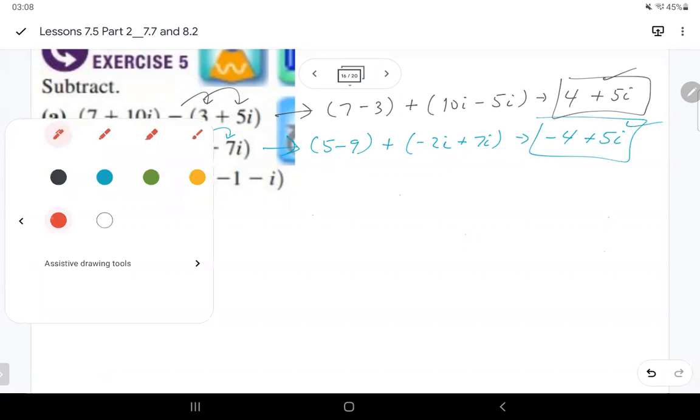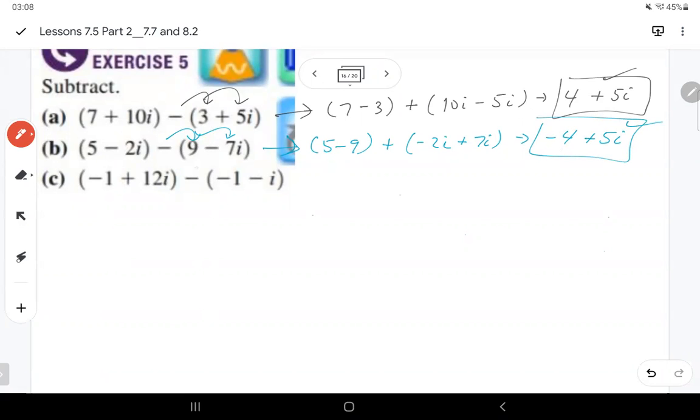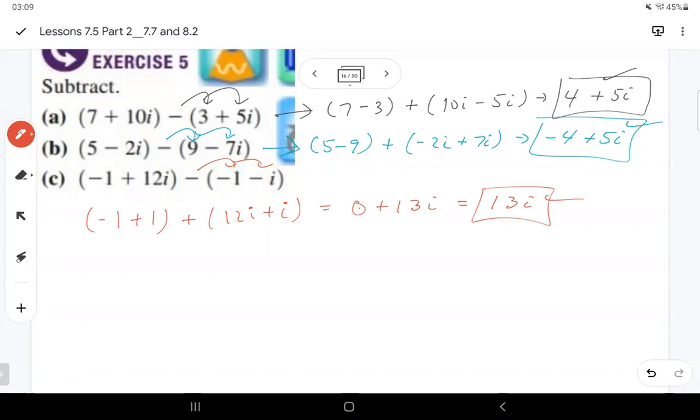Interesting, they made that so similar back to back. And then here again, we have to distribute. So we have -1 plus 1. And then again, I'll leave this as a plus. And it's going to be 12i minus is a plus i. So that gives us a 0 in the real and a plus 13i in the imaginary. We can actually just write it as 13i. We do not need the 0 in the front. Okay. That is where 7.7 ends.